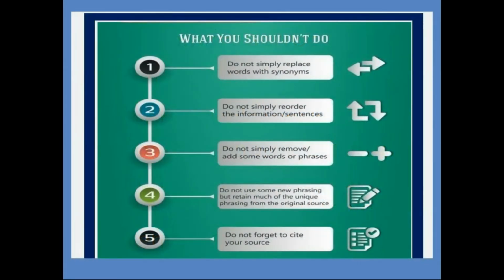While making a paraphrase, we should not do these 5 things. We should not simply replace words with synonyms. We should not simply reorder the information or sentence. We should not simply remove or add some words or phrases. The fourth one is we should not use some new phrasing but retain much of the unique phrasing from the original source. The last important point is we should not forget to cite or check our source of paraphrase.